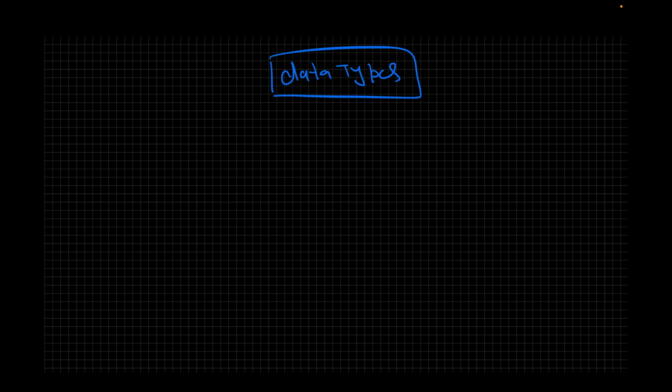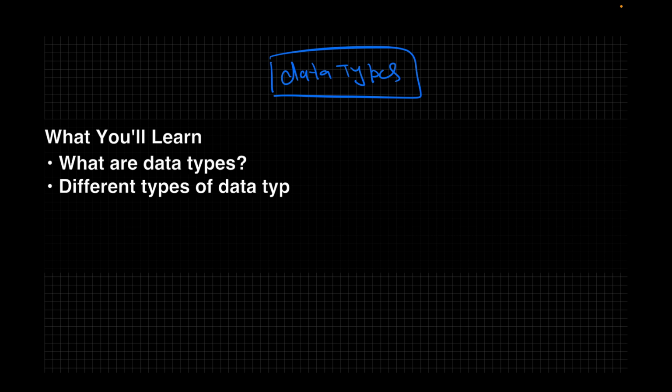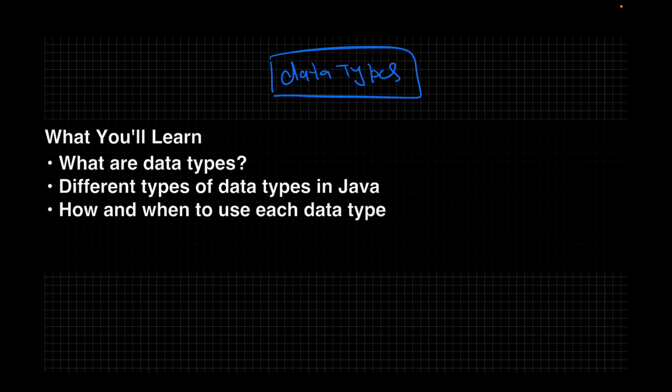All right. There are a few things which we're going to focus on. Number one is what data types are. Number two, what the different data types in Java are. Number three is how and when to use each data type. And number four is we're going to look into some examples of data types.